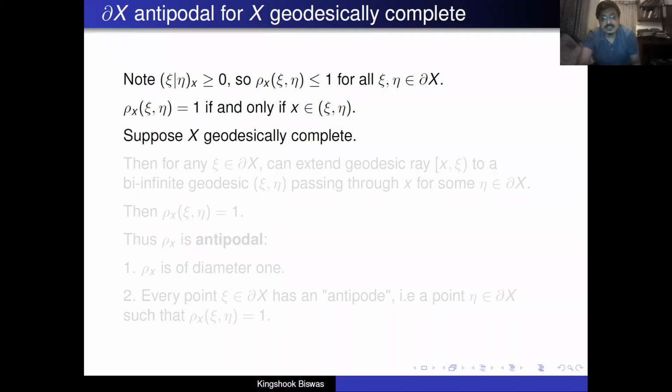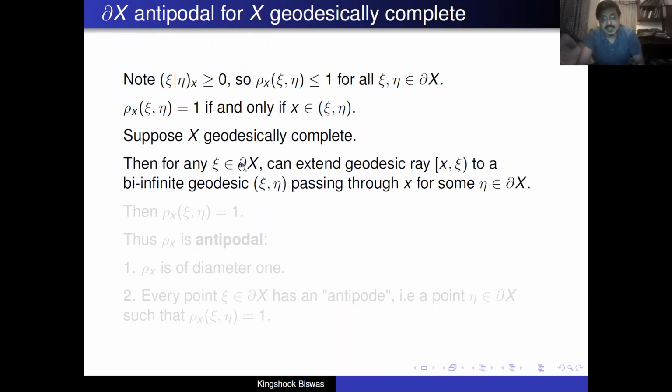So now suppose X is geodesically complete. So this means that any geodesic in X can be extended to a bi-infinite geodesic defined for all time. Then if I take any boundary point xi, we have a geodesic ray from X to xi. Since X is geodesically complete, we can extend this geodesic ray to a bi-infinite geodesic xi, eta. So this passes through X, and so you get some other point eta in boundary X, such that rho_x of xi, eta is equal to 1.